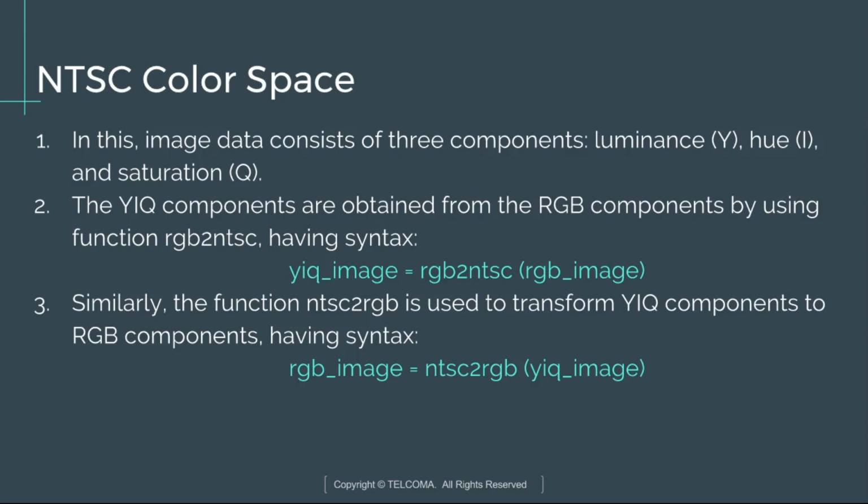In NTSC format, image data consists of three components, that is luminance denoted by Y, hue denoted by I and saturation, that is Q. The luminance component represents grayscale information and the other two components carry the color information of a TV signal. The YIQ components are obtained from the RGB components by using function RGB2NTSC as shown below. Similarly, the function NTSC2RGB is used to transform YIQ components to RGB components whose syntax is shown here.